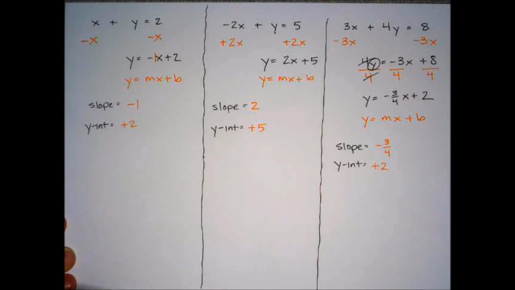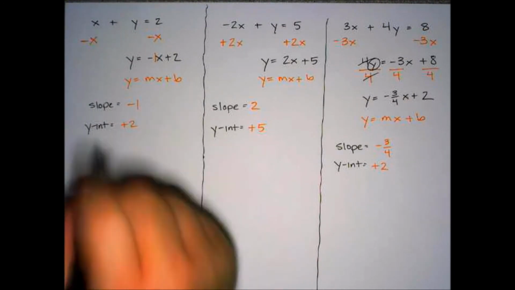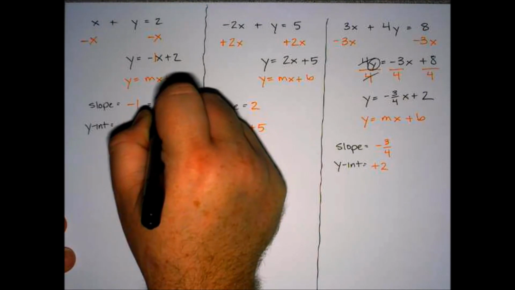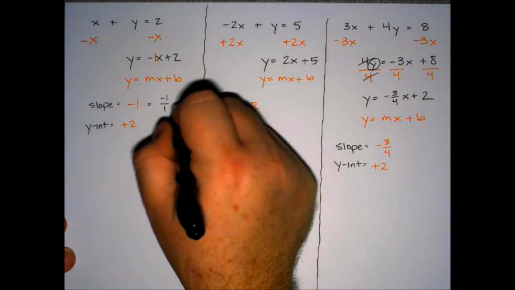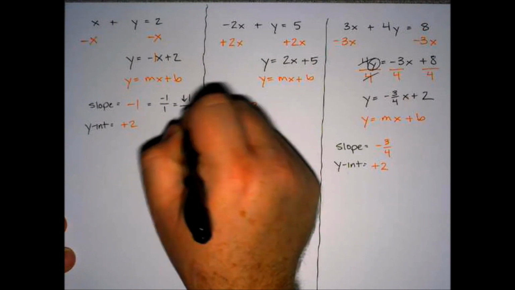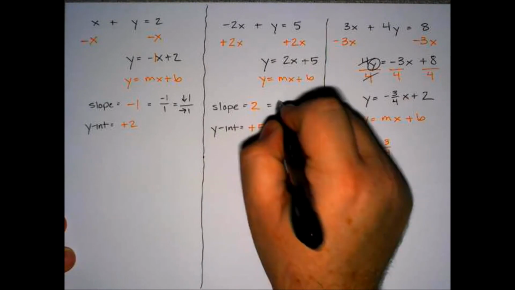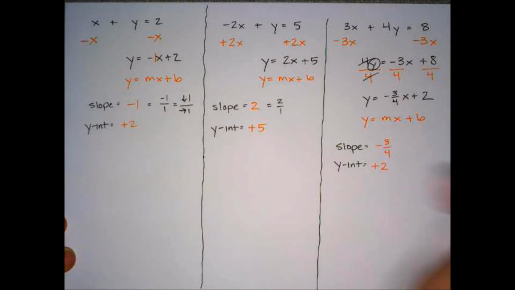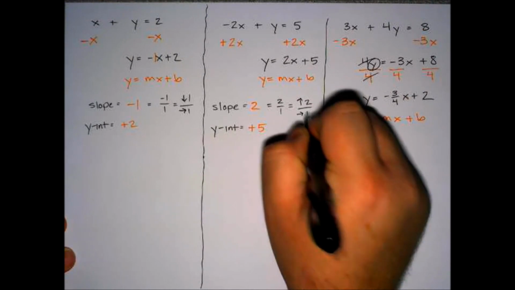Now real quick, before we go into graphing, I just wanted you to look. Since slope is negative 1, what that means is it's negative 1 over 1. We have to write it as a fraction. And negative 1 means you go down 1, you go to the right 1. Positive 2 on that one, again, we have to write it as a fraction, 2 over 1. And since it's positive 2, it goes up 2, and it goes to the right 1.